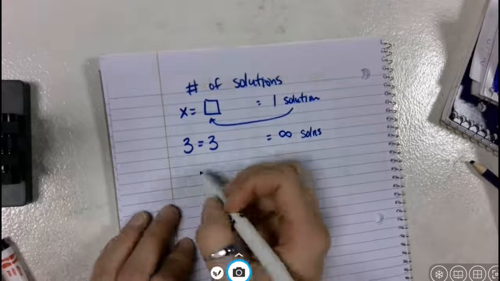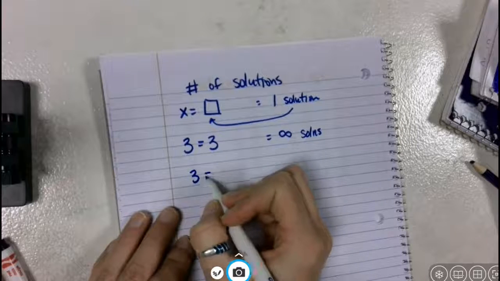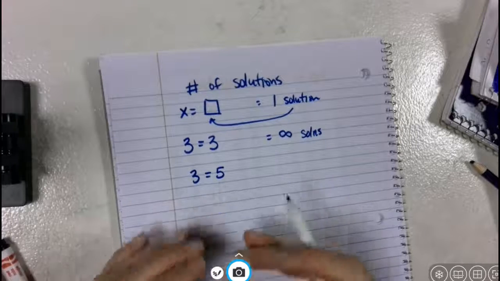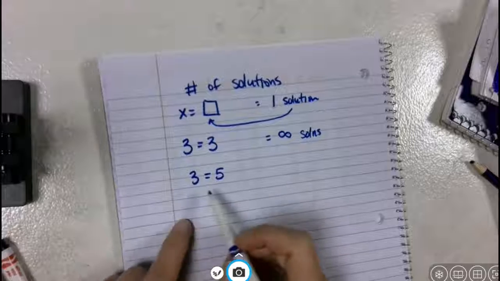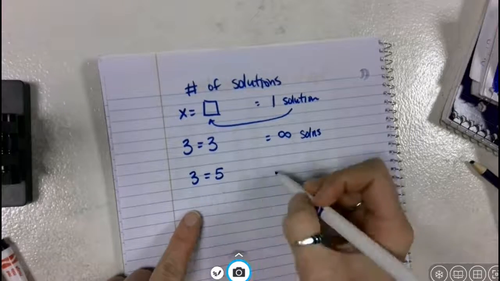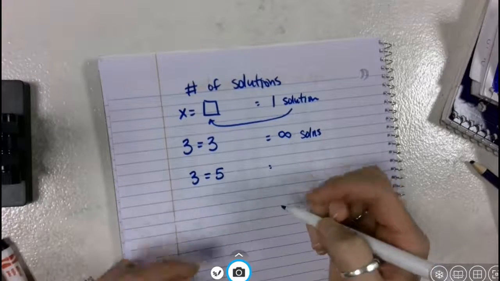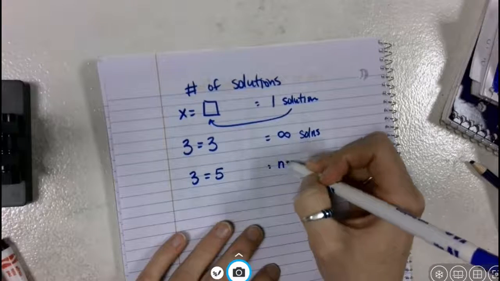The other possibility is I end up with something like 3 equals 5, once I've gone through all of my steps and solved it. Well, this is not true. So this would tell me that no matter what I put in, it's not going to work. So this right here would be no solutions.